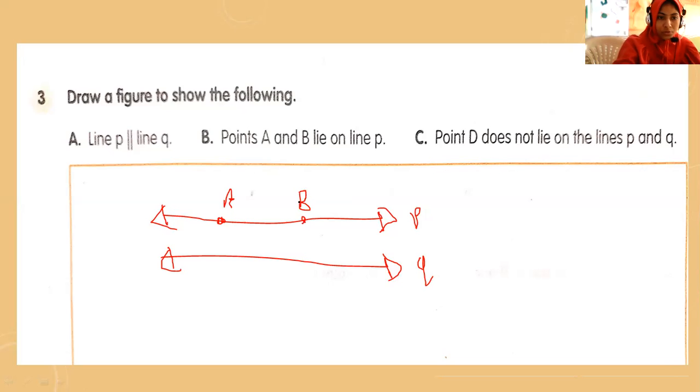The last one says point D does not lie on the lines P and Q. So make a point D that is neither on P nor on Q. You can make it anywhere, but it is not on P or Q. This is point D. You can make it here, or here, or anywhere you want. But it cannot lie on P and Q.